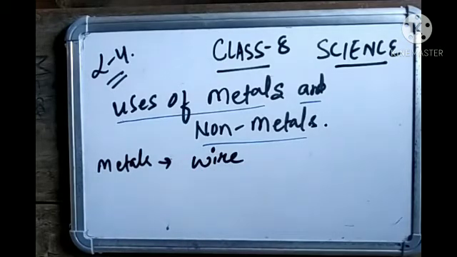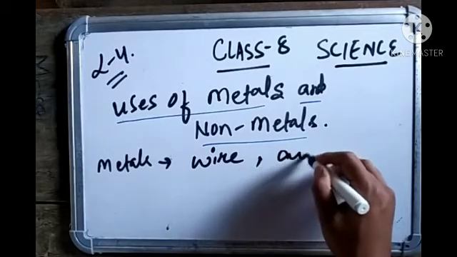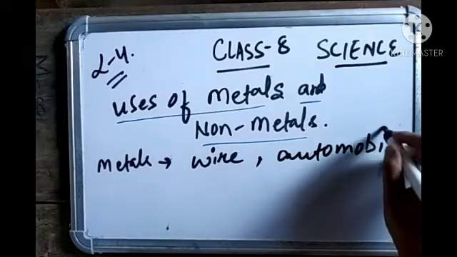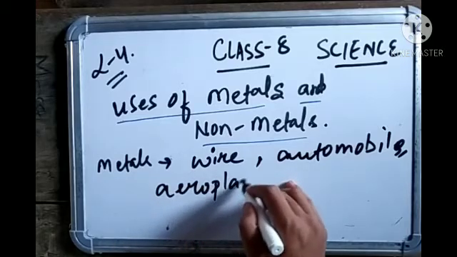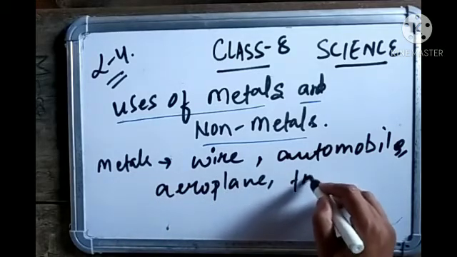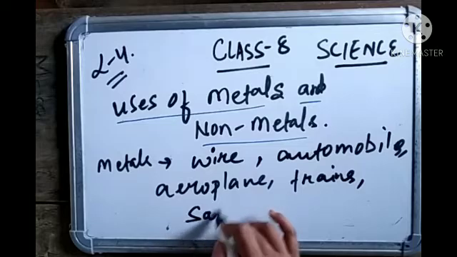So electrical wires that you are installing or that you are using at your home, they are made of metals, copper or aluminium, because they are good conductors of electricity. And metals are also used in making machinery. Metals are used in making automobiles, aeroplanes, trains. These are the uses of metals: cooking utensils, water boilers, satellites.